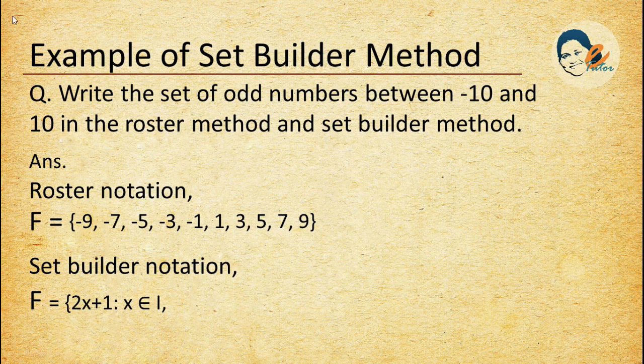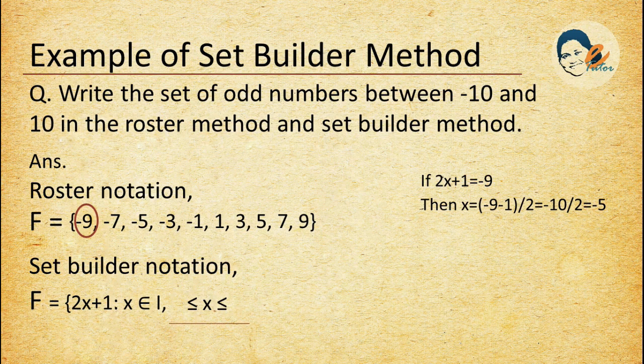Now the next part, we have to find the range of x, right? So first look at the roster notation of the set. What is the minimum value in this set? -9, right? So we can write 2x plus 1 equals -9. Then x equals (-9 minus 1) by 2, that is -10 by 2 equals -5. So this -5 is the lower limit of x.